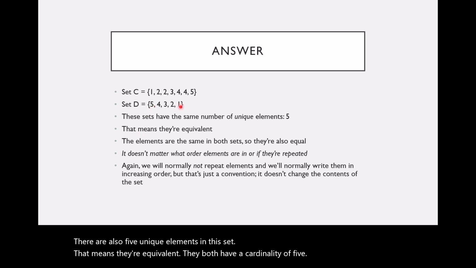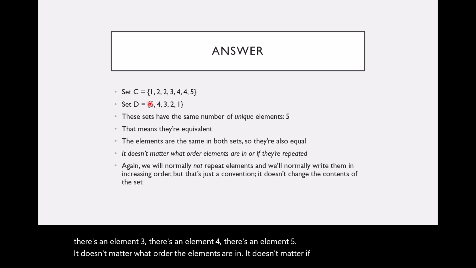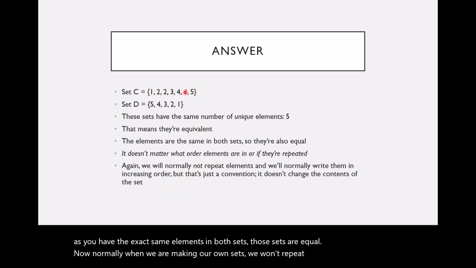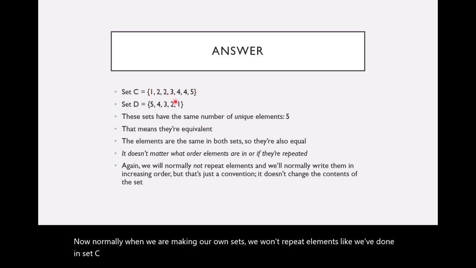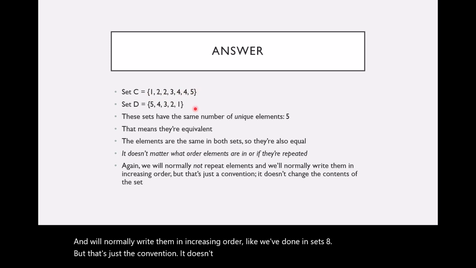The elements are also identical. In each set, there's an element 1, there's an element 2, there's an element 3, there's an element 4, there's an element 5. It doesn't matter what order the elements are in. It doesn't matter if they're repeated. As long as you have the exact same elements in both sets, those sets are equal. Now, normally when we are making our own sets, we won't repeat elements like we've done in set C. And we'll normally write them in increasing order like we've done in set D. But that's just a convention. It doesn't change the contents of the set.